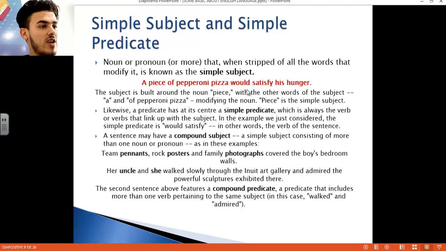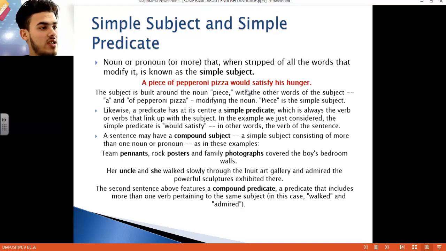A sentence also may have a compound subject, a simple subject consisting of more than one noun or pronoun, as in these examples. Tin pennants, rock posters, and family photographs covered the boys' bedroom walls. So here we have a compound subject, which is tin pennants, rock posters, and family photographs. As you see here, we have 3 or more participants, or 3 or more subjects.